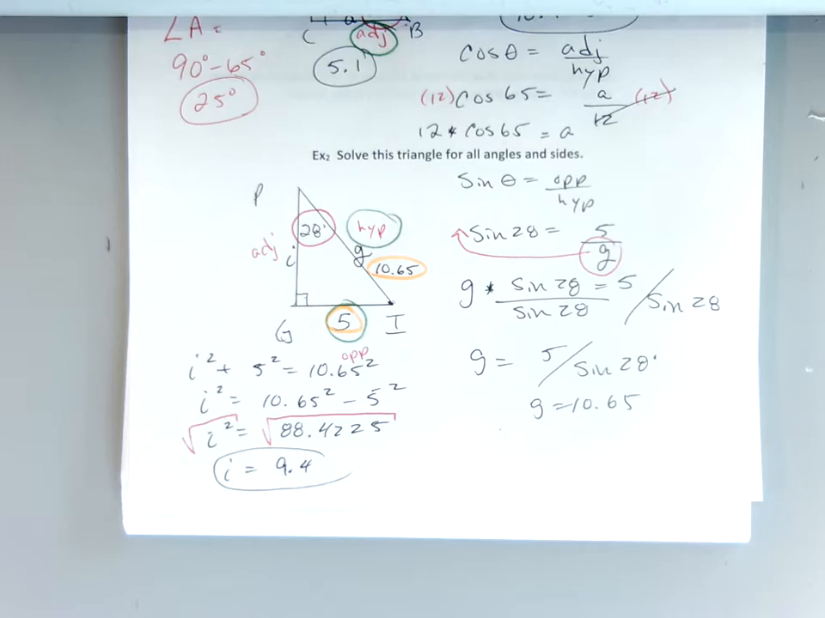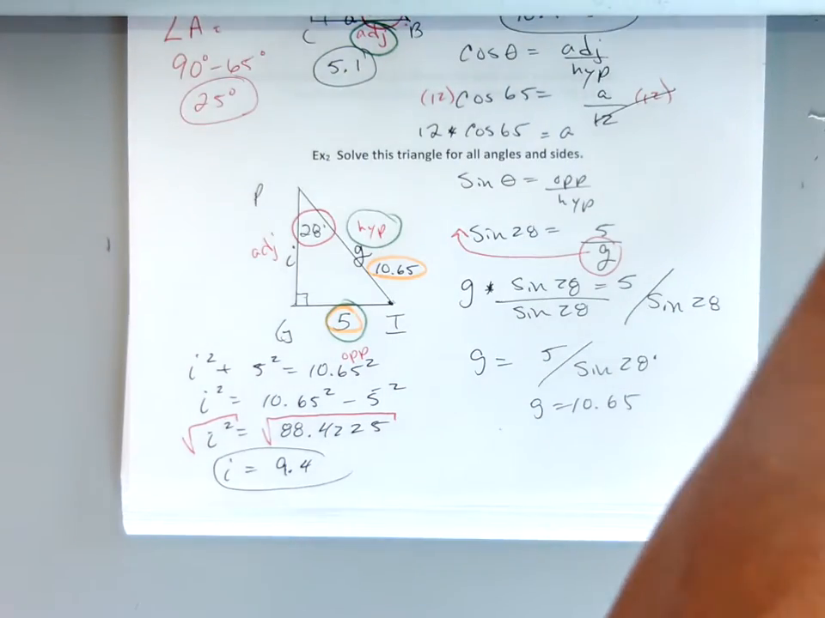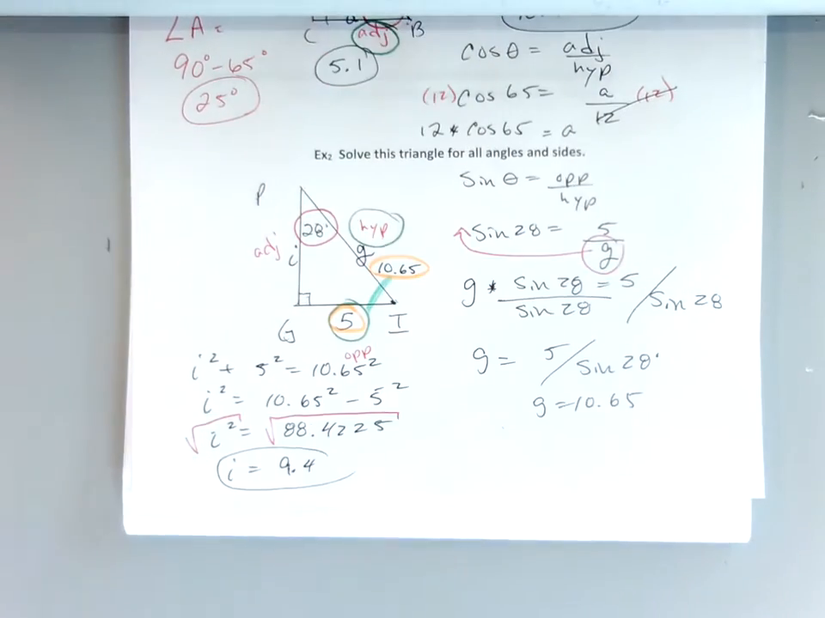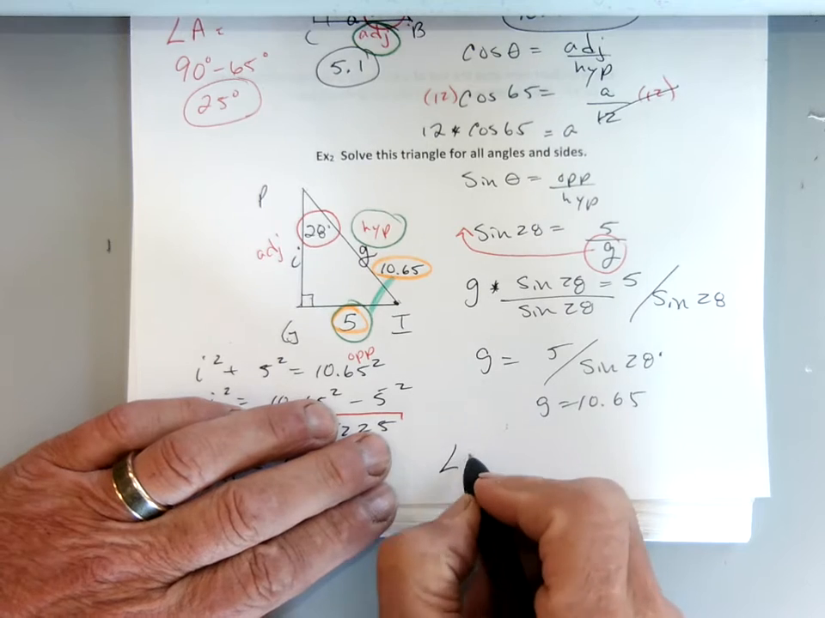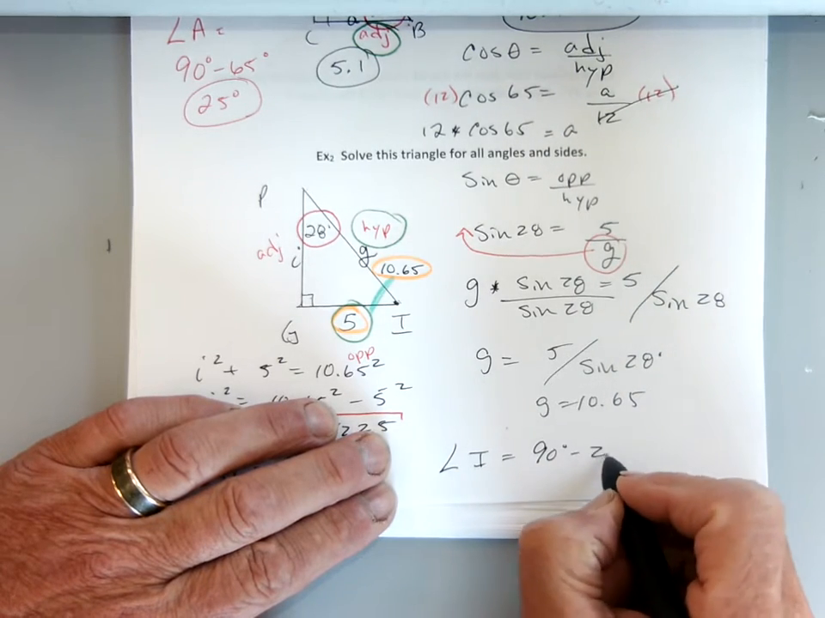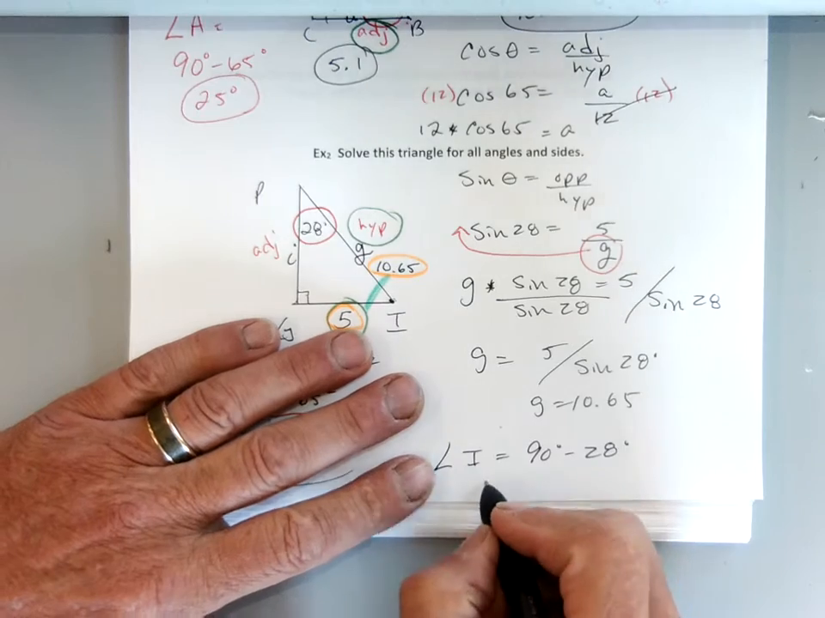The last thing I have to do is find angle I. Well, that's easy, right? I haven't found angle I yet. So to find angle I, let's just subtract from 90. These two angles have to add up to 90, so angle I is equal to 90 degrees minus 28 degrees, and I get about 62 degrees for angle I.